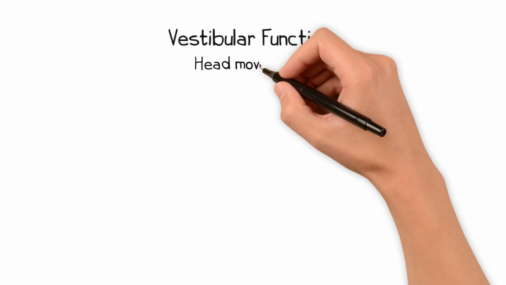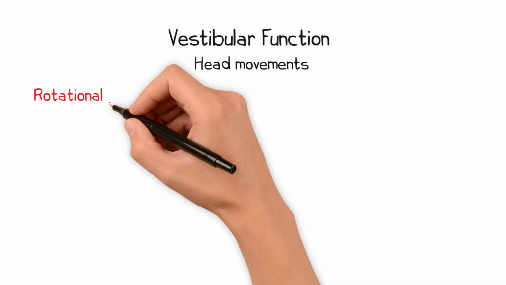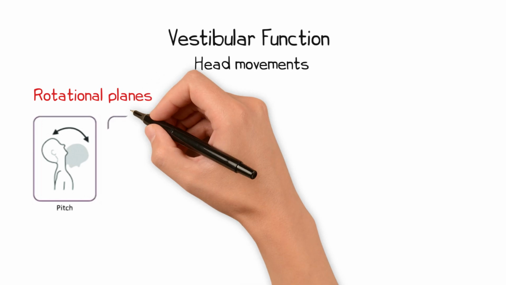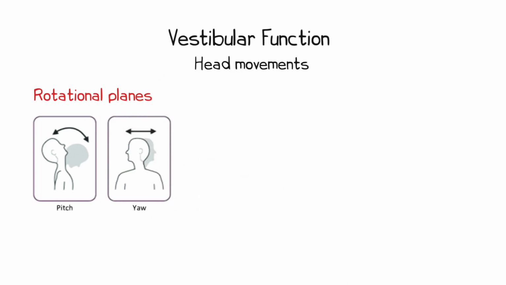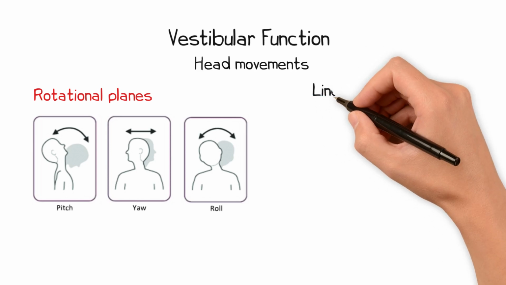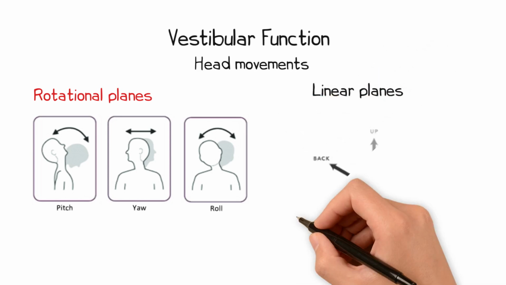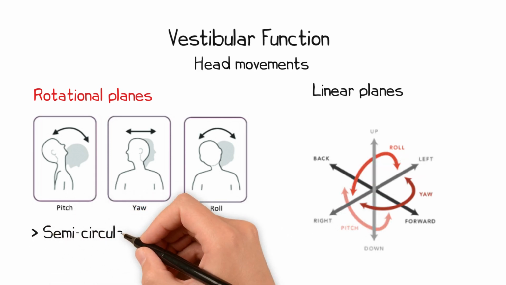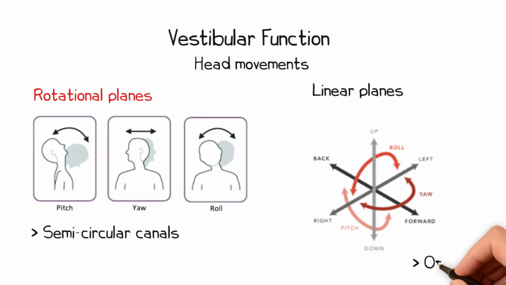The vestibular apparatus functions to detect movements of the head, which can move in three rotational planes. These include pitch, which is nodding your head up and down, yaw, or shaking the head from side to side, and roll, tilting the head left and right. As well as the rotational planes, there are three linear planes: moving forward and backward, side to side, and up and down. The semicircular canals detect rotational movements, while the otolith organs detect translational movements.